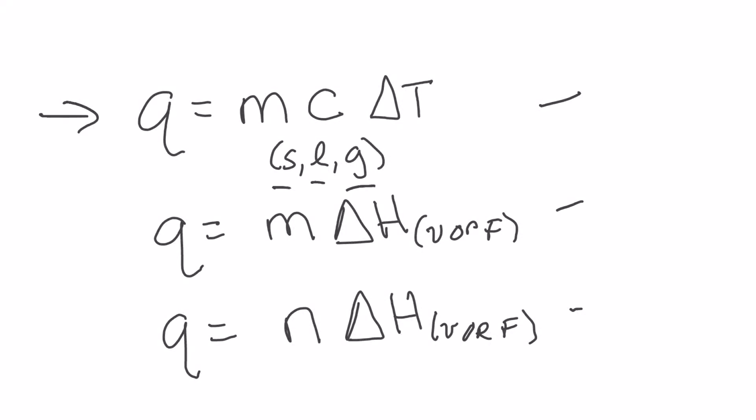But what if it does change state? Well, if it does, then you're going to use one of these two equations. Notice they're very similar, except one is M delta H and the other is N delta H. M stands for mass, and it's in grams, and N stands for number of particles, and that is in moles.